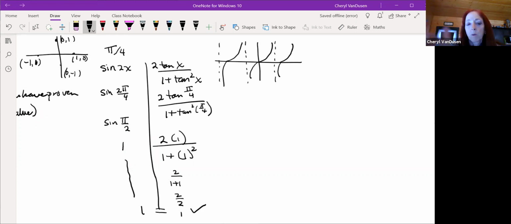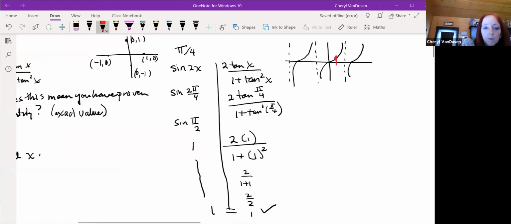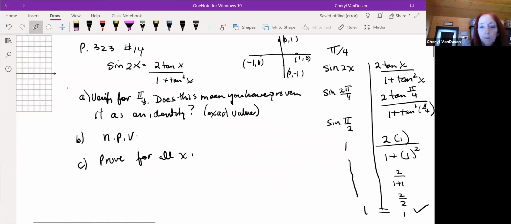So we would not be able to say that just choosing pi over 4, which on our tan graph would be right here, right? Pi over 4 and 1, it'd be about there. Just proving that one point proves it for everything, it doesn't. Okay, we have to do it more globally. Now, we're talking about non-permissible values. Let's go back over here. Second part was non-permissible values.